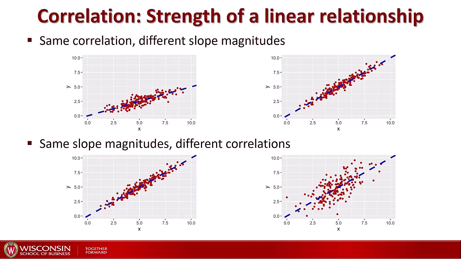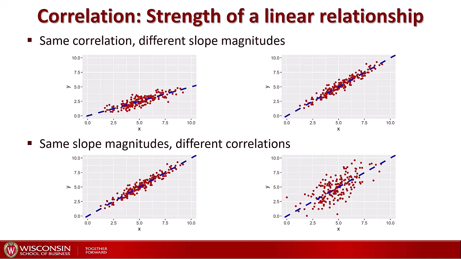Here are a few examples to help you distinguish between the correlation and the magnitude of the slope. Remember, correlation is about how tightly packed the points are around a line. In the first two graphs, the points are on average at the same distance to the line on the graph on the left and on the right. So it means that these graphs show similar correlations. However, the second slope is steeper, so this slope has a stronger magnitude, but the correlation is the same.